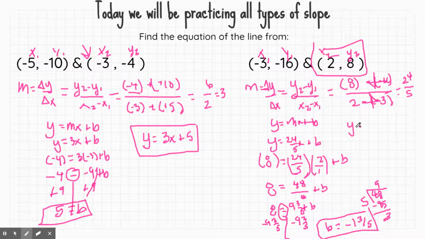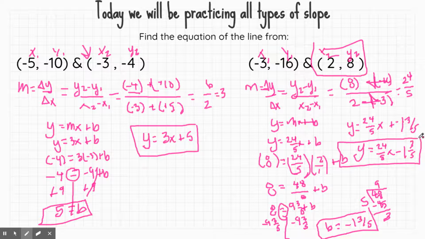Which makes my equation y equals 24 over 5x plus -1 3/5, which I can rewrite as y equals 24 over 5x minus 1 3/5. Yes, that one was kind of a nasty problem, but I did that for you for a reason. Not all problems are going to come out as neatly as y equals 3x plus 5. A lot of lines are going to look kind of not fun like this one here.